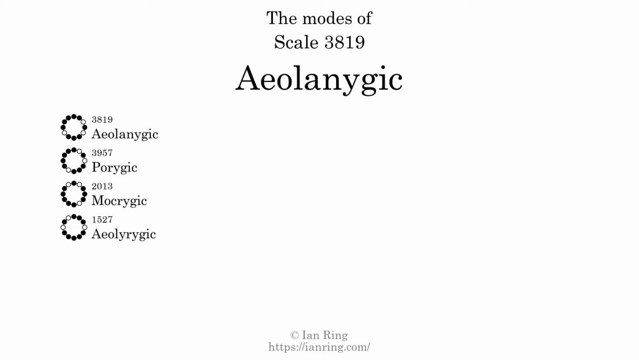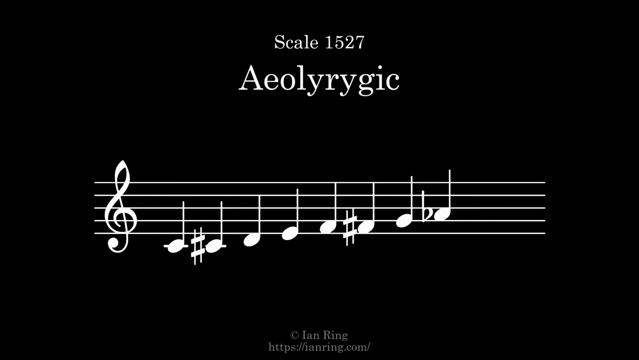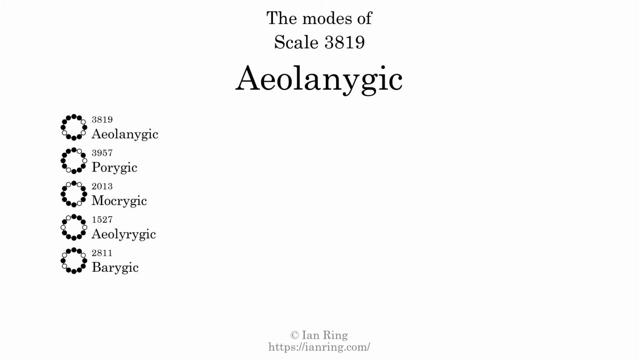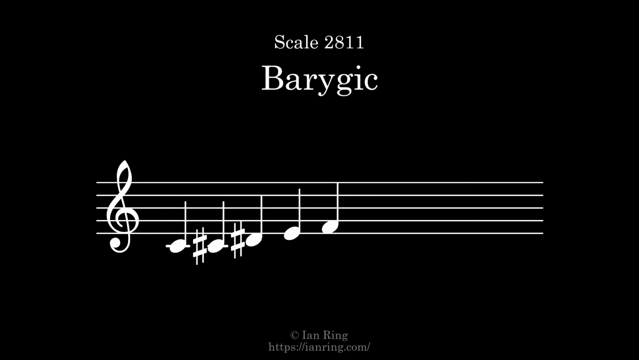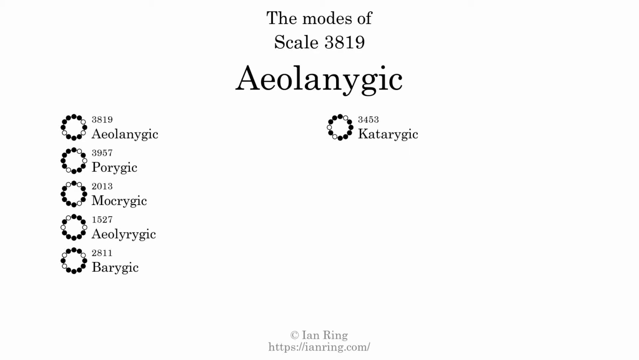The fourth mode is scale 1527, also known as Aeolanygic. It sounds like this. The fifth mode is scale 2811, also known as perigic. It sounds like this. The sixth mode is scale 3453, also known as caterigic. It sounds like this.